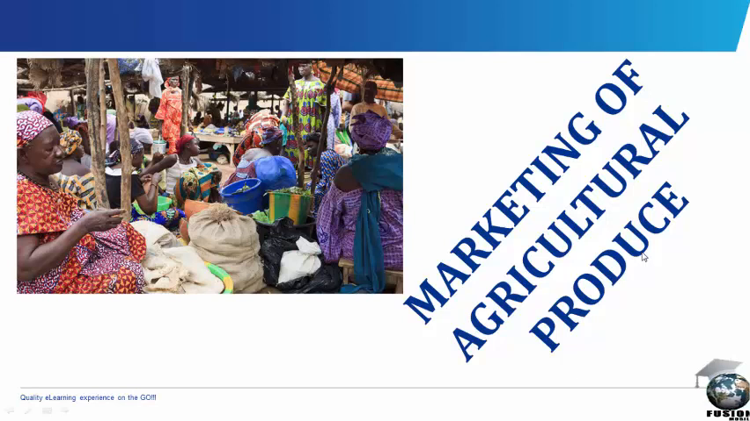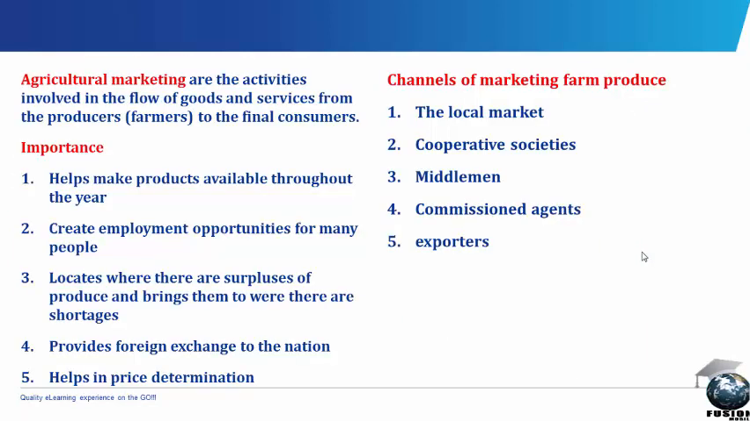Marketing of agricultural produce. Agricultural marketing are the activities involved in the flow of goods and services from the producers or farmers to the final consumers. The importance of agricultural marketing can be seen in its ability to help make products available throughout the year. It helps to create employment opportunity for many people. It locates where there are surpluses of produce and brings them to where there are shortages. It provides foreign exchange to the nation and helps in price determination.